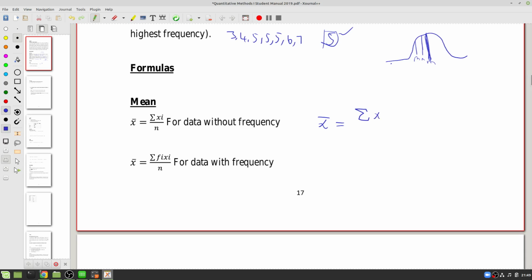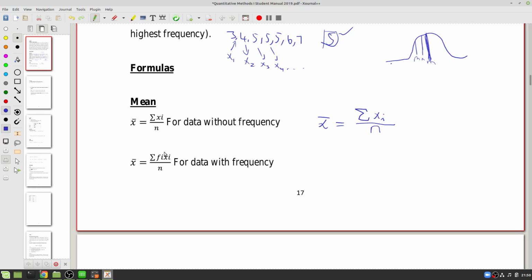So xi, that little i just means we've got different x's. In our case here, that would be x1, x2, the second value, x3, x4, etc. So we're just summing all the xi: x1 plus x2 plus x3 plus x4, etc. Adding all of those together, divided by n, the number of things.